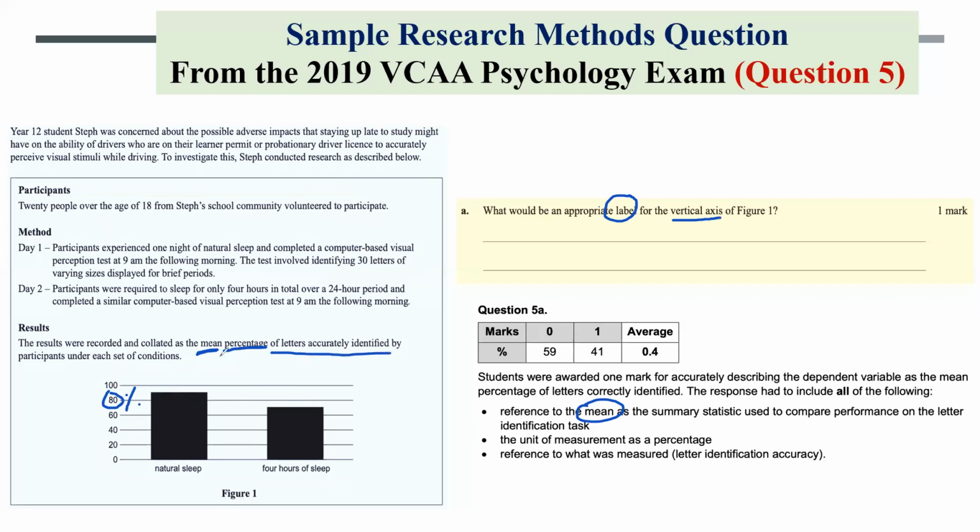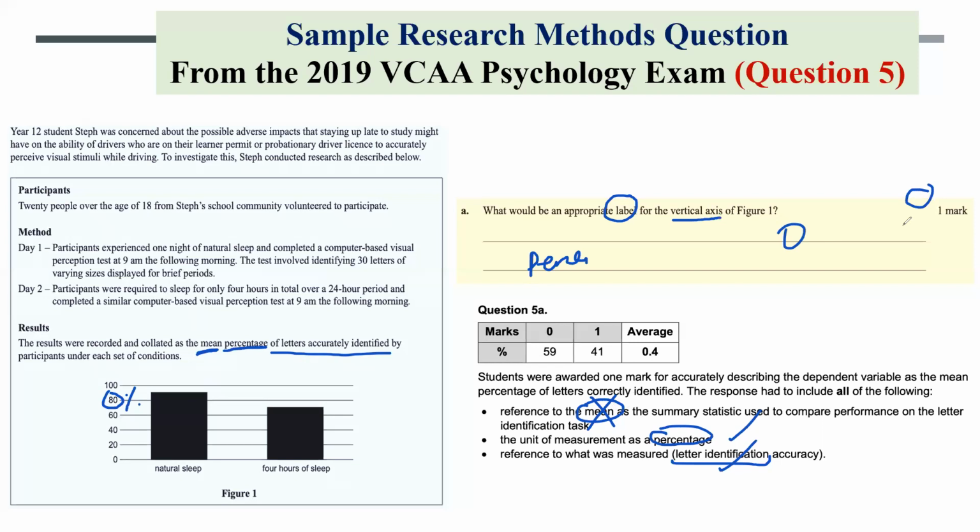Those were the 3 things, or the 3 main aspects that you needed to include in order to get the full mark of 1. Some students actually just wrote percentage of letters correctly recalled, without mentioning mean. So they totally forgot about mean. They wrote percentage of letters that were correctly identified. That automatically gets 0. If you don't include one of these 3 aspects, you will get a 0 out of 1.